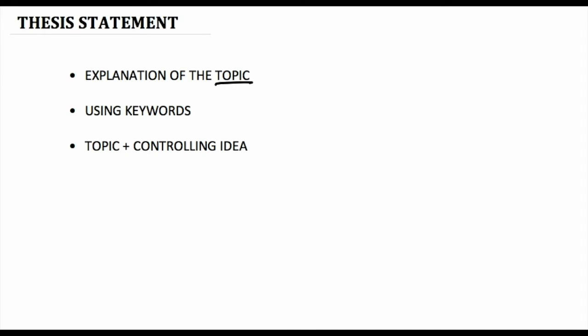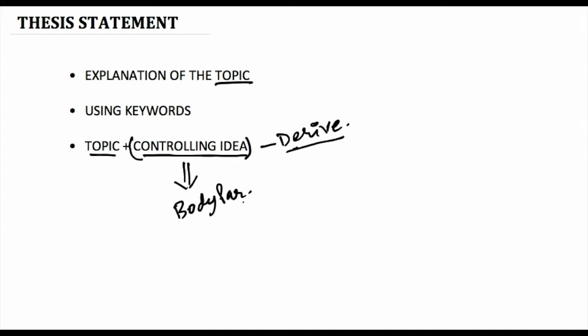And the third is topic plus controlling idea. So topic is the same thing, and controlling idea is what you derive from all the arguments that you have made in the entire essay or in the introduction itself. So if you're talking about GST, then you leave the introduction with a controlling idea or a derivation, and then you build up upon this in the body paragraph. So that is how you link different parts of the essay. We'll be talking about this as well. So I hope we have understood.